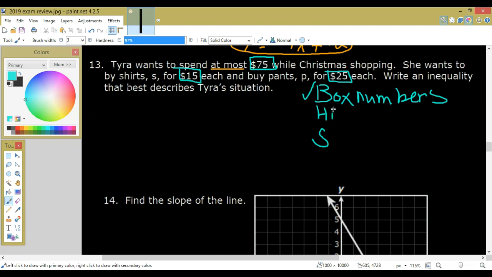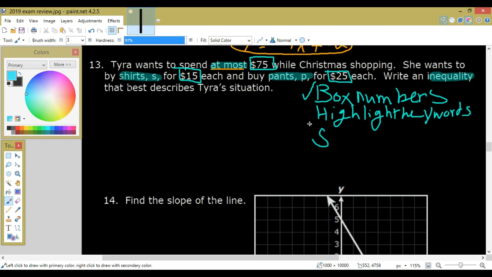Step 2, we want to highlight. So she wants to spend at most $75. And the thing she's buying is shirts S and pants P. And we're looking for an inequality. Not an equation, an inequality.